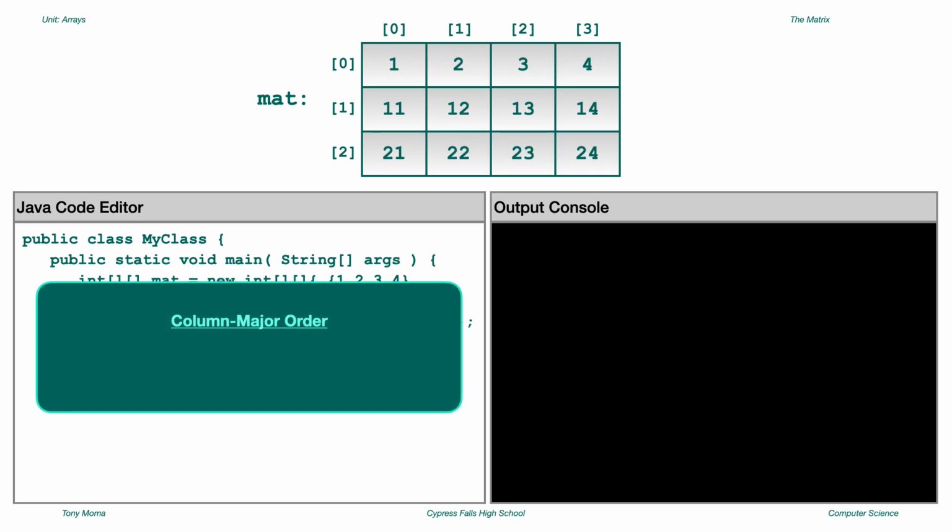Now, what is column major order? Column major order is iterating through each column one at a time, starting with column 0. That means we start at row 0, column 0, drop down to row 1, then drop down to row 2, then slide over to column 1, row 0, drop down to row 1, then down to row 2, slide over to column 2, row 0, drop to row 1 and row 2, then slide over to column 3, row 0, drop down to row 1, then drop down to row 2.